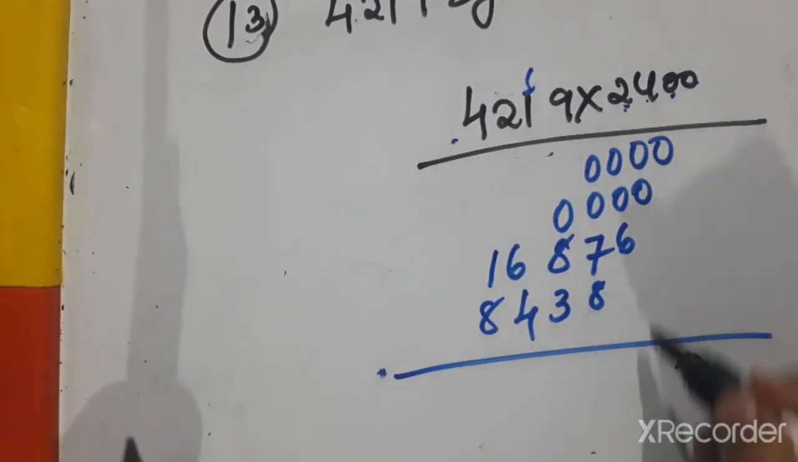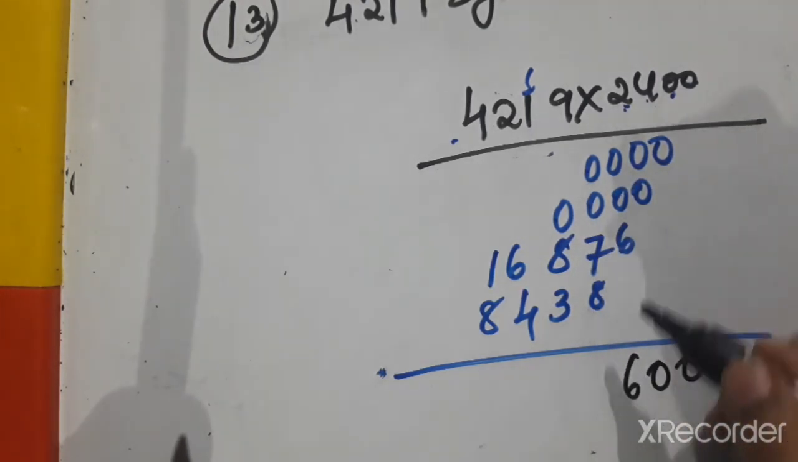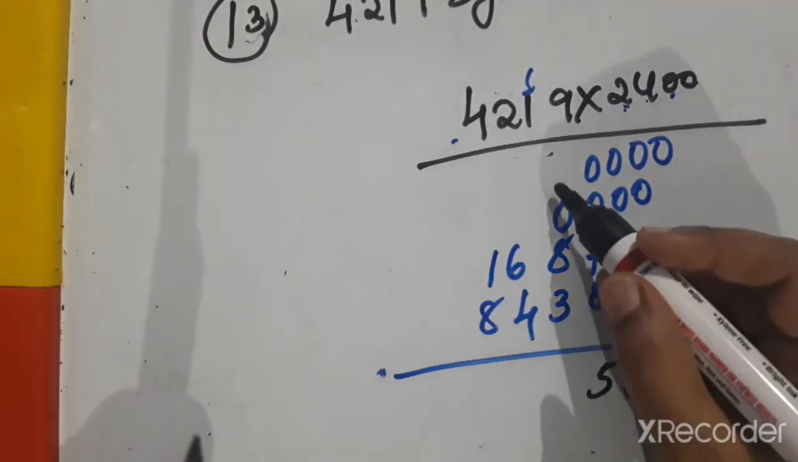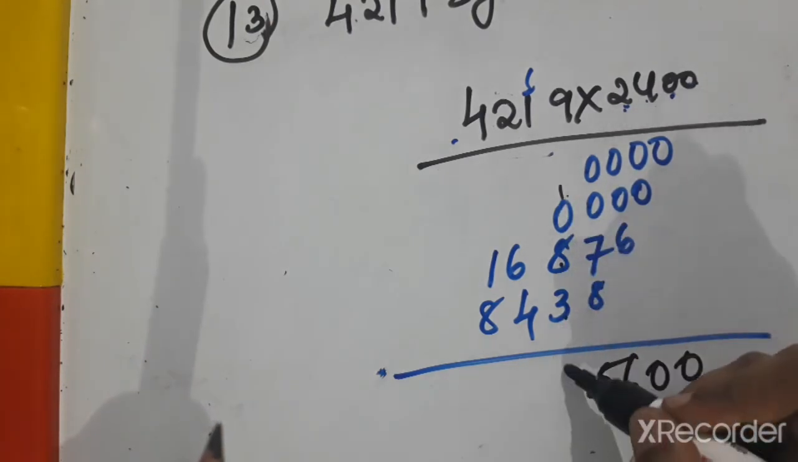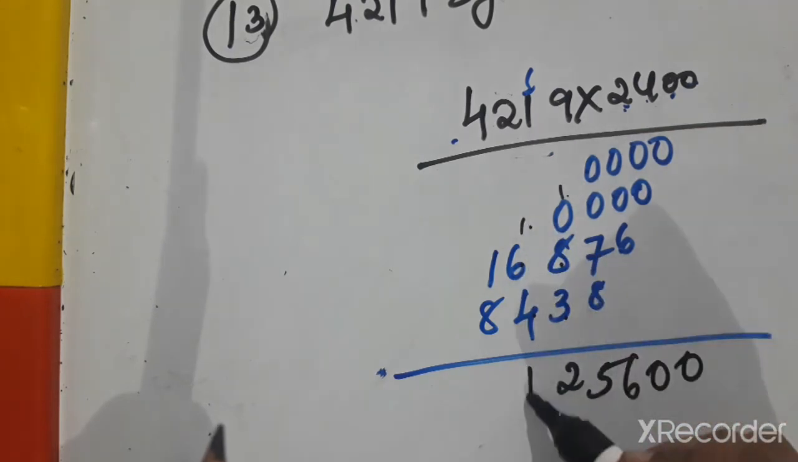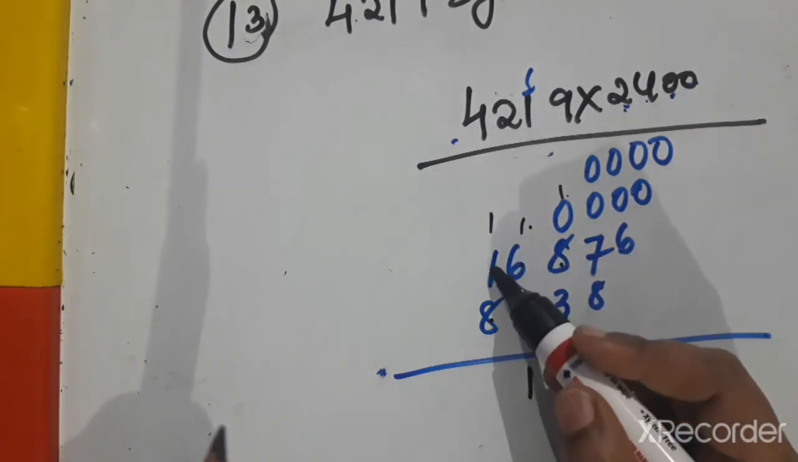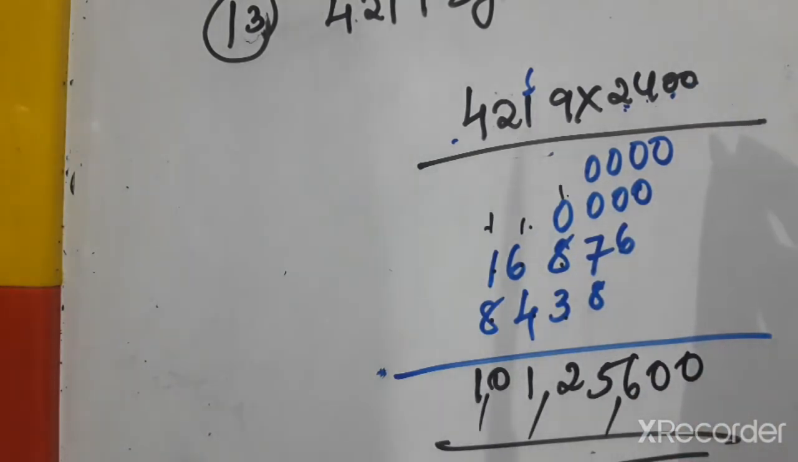0 0 0 plus 6 is 0. 7 plus 6 is 13, 14, 15, so 5. 1 carry out to next place. 8 plus 1 is 9, 9 plus 3 is 12, so 2, 1 carry out to next place. 4 plus 6 is 10, 11. 1, 1 carry out to next place. 9, 10. 1 crore 1 lakh 25,600.